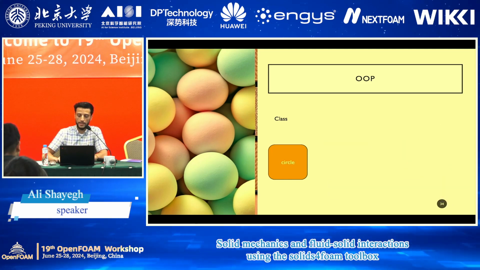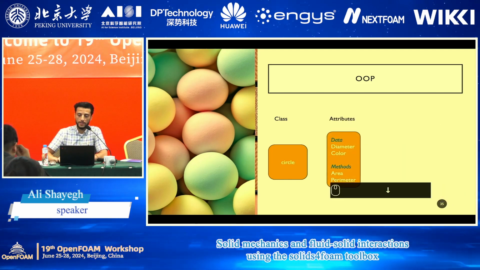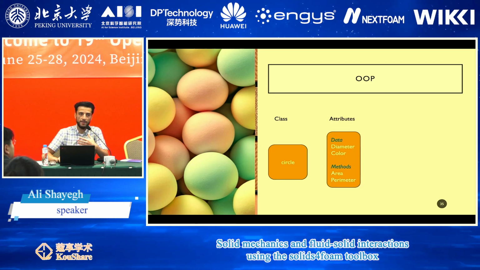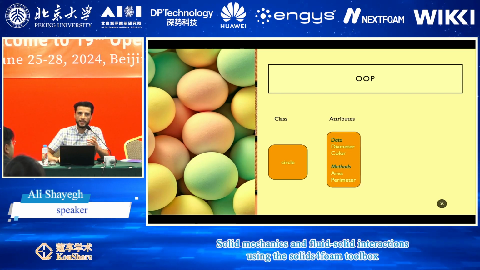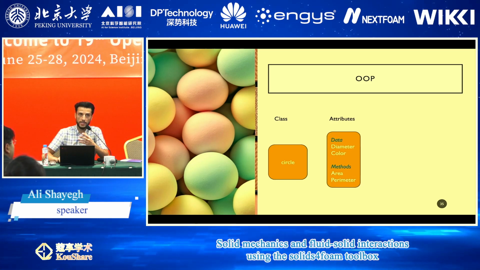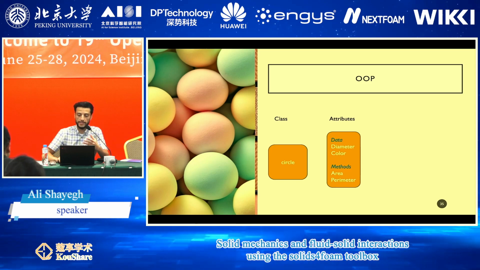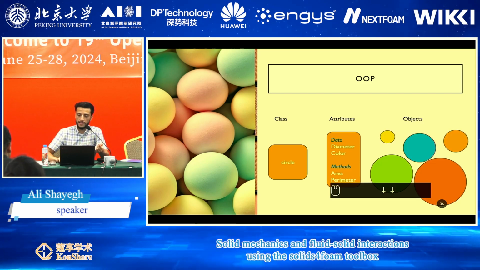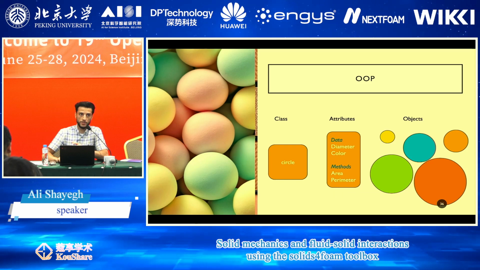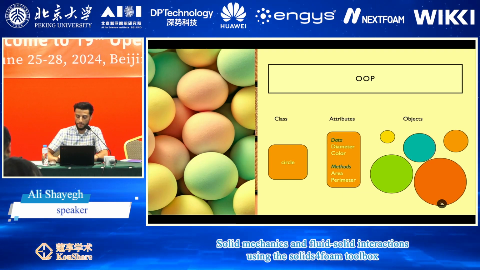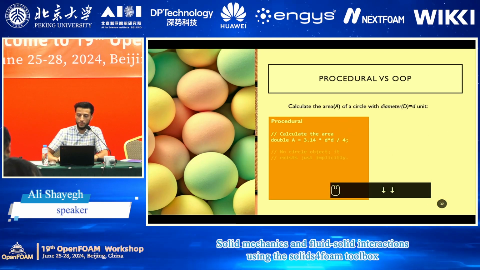Another example, assume the class of circles. All circles have a diameter, they have multiple colors, and you can calculate their areas and their perimeters. So these are their data and their methods. And then you have objects, specific circles. These are objects of that class. So I will skip over this.